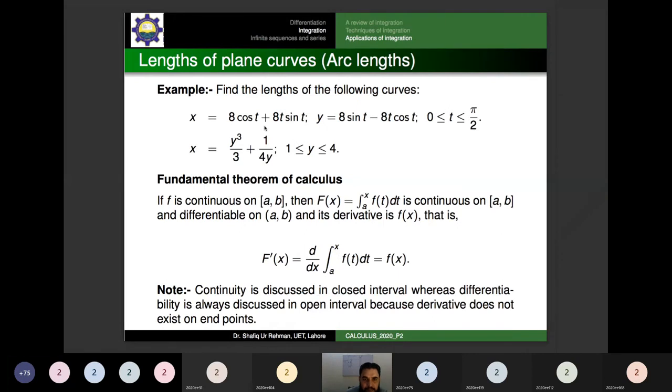Pretty much on the same line, we can look into the other examples. X is a function of t, y is another function of t. X is a function of y, so you need to apply the second formula in this case.